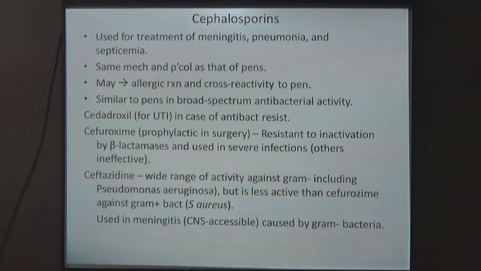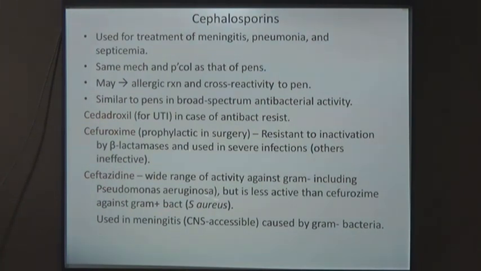It is used for treatment of mainly meningitis, septicemia, pneumonia. The mechanism of action and pharmacological action are similar to penicillin, and it has allergic reactions and cross-reactivity with penicillin. It has broad spectrum antibacterial activity. And cefadroxil is a newer drug which you can use for UTI in case of any antibacterial resistance.